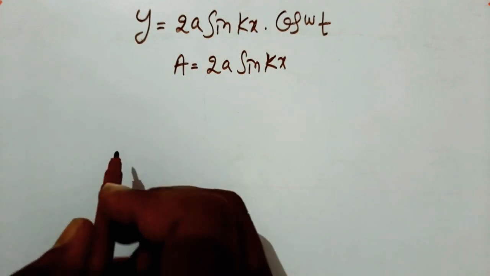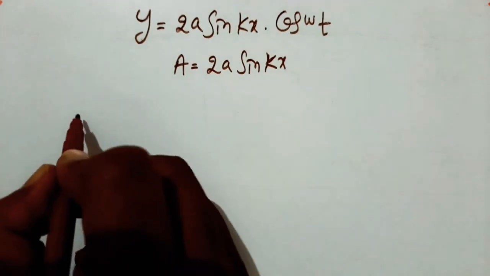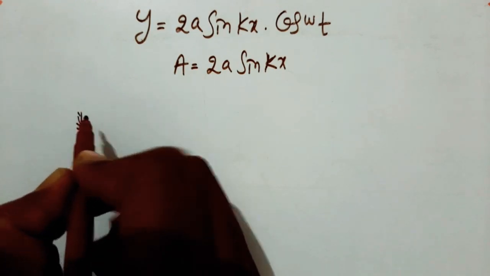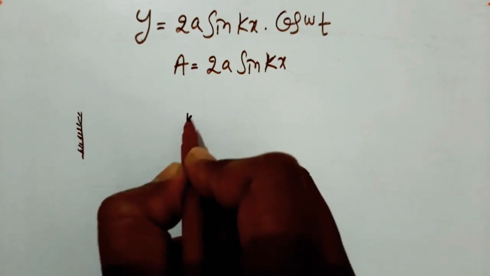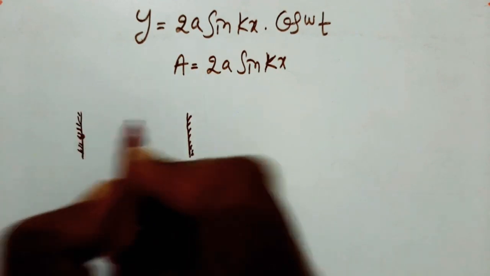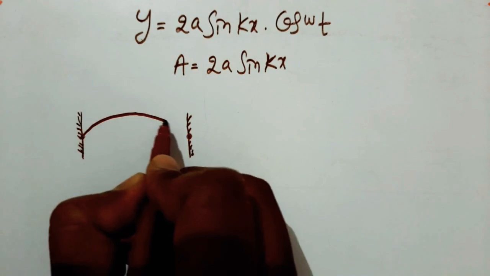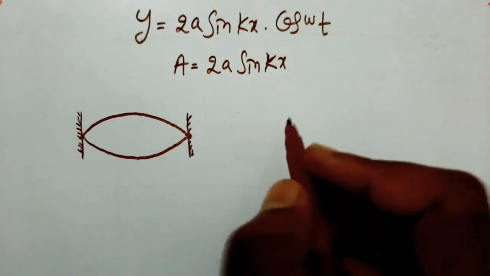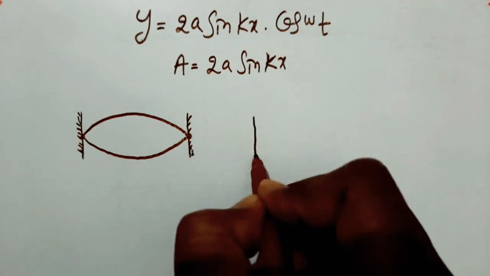Let us take a string that is oscillating with one loop. Here it is a fixed point, here also it is a fixed point. So this string is oscillating with one loop. Take another string that is oscillating with two loops.